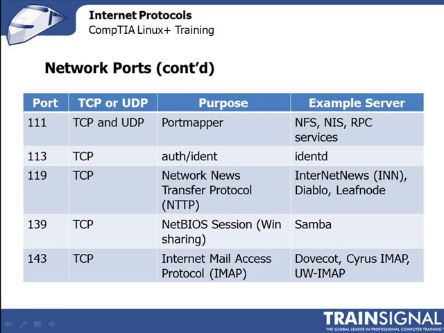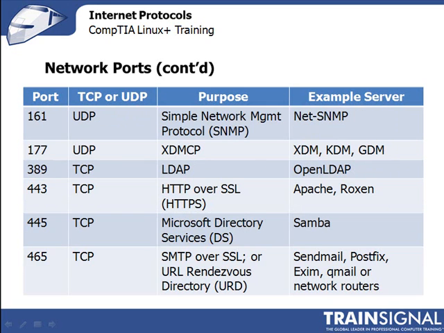Next is another recognizable one, which is 143, and uses TCP, and its purpose is IMAP. Example servers are Dovecot, Cyrus IMAP, and UW IMAP. Our network port review continues with 161, which uses the UDP protocol, and its purpose is SNMP, or Simple Network Management Protocol, and example server is NetSNMP.